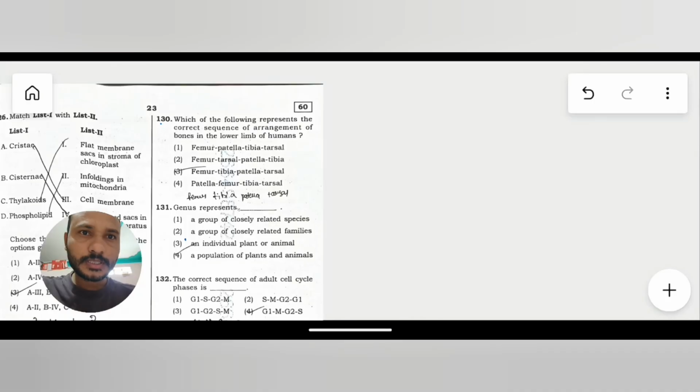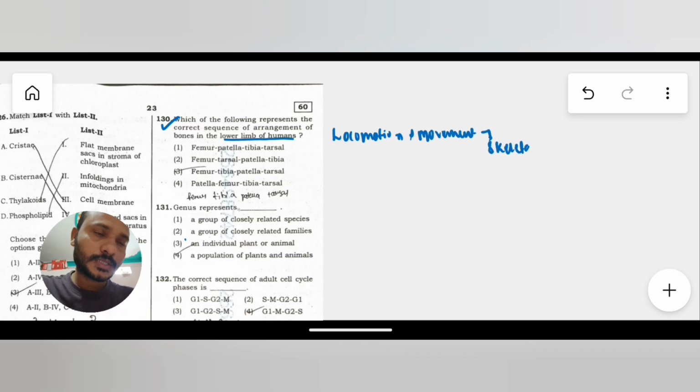Next, question 130. Which of the following represents the correct sequence of arrangement of bones in the lower limb of humans? These questions are framed from the topic locomotion and movement, in which the skeletal system is covered. Here they are giving a few options, so we need to identify the lower limb of humans. So let's start with some explanation on the skeletal system.